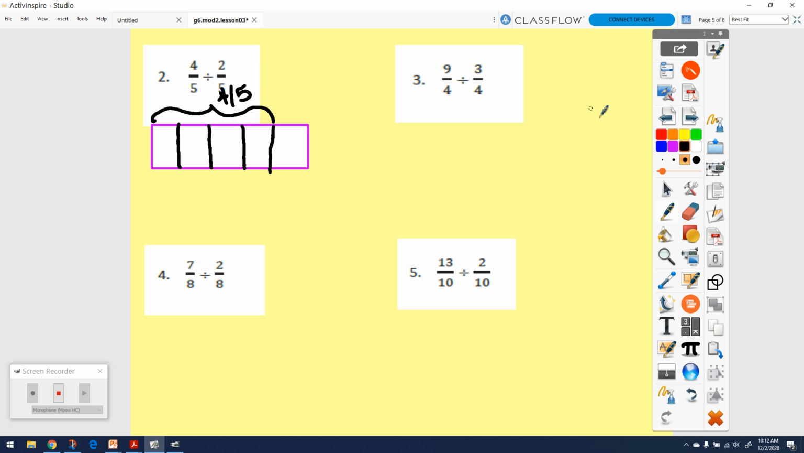And I am putting them in groups of 2/5. So here is a group of 2 of them, and here is a group of 2 of them. And I can't go past that line. So here's a group and here's a group. So my answer is 2. Next one.